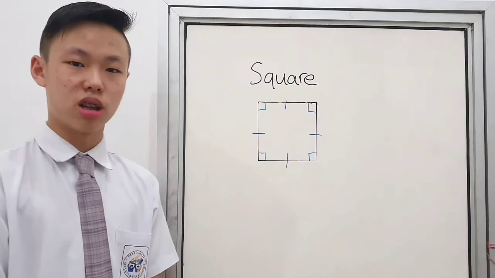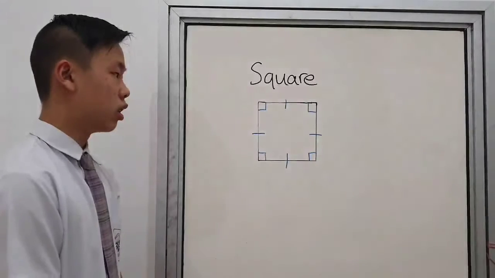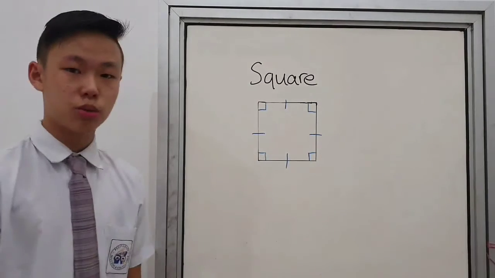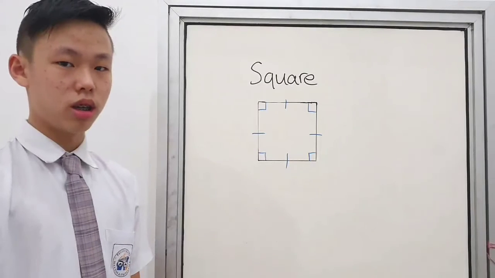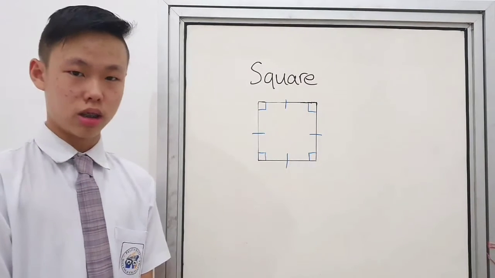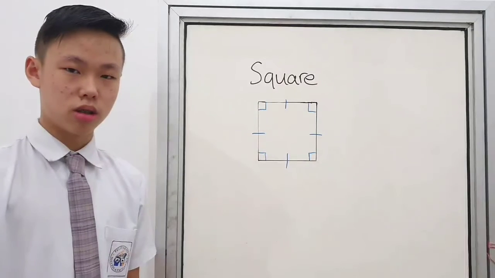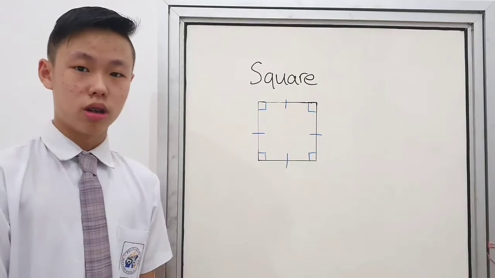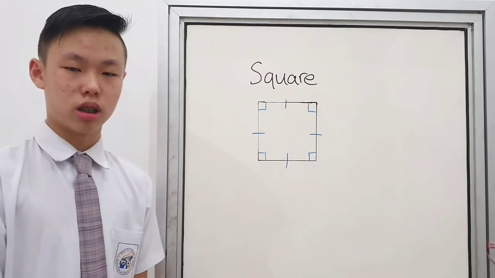So the first quadrilateral is the square. A square has 4 equal sides and 4 equal angles, and each angle is 90 degrees. And a square also has 4 lines of symmetry and 4 rotational symmetry.